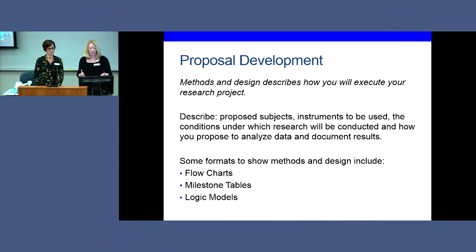And this is where you have proposed subjects. You tell what instruments you're going to use, the conditions under which the research is going to be conducted, and how you propose to analyze the data. In federal proposals, data is very important, not only in your proposal, but how you're going to collect data after you've been awarded the funding and report it back to the funding agency. So, in your grant proposal, some of the ways that you can do this is through flow charts, milestone tables, and logic models.